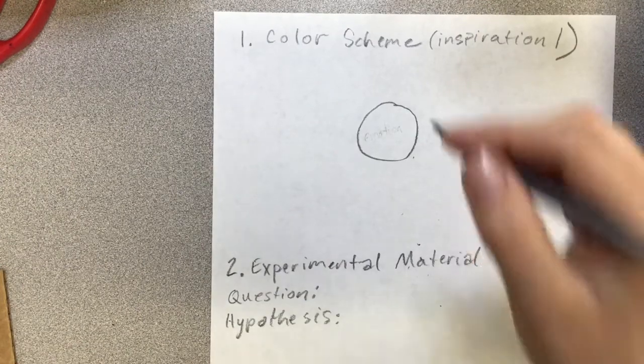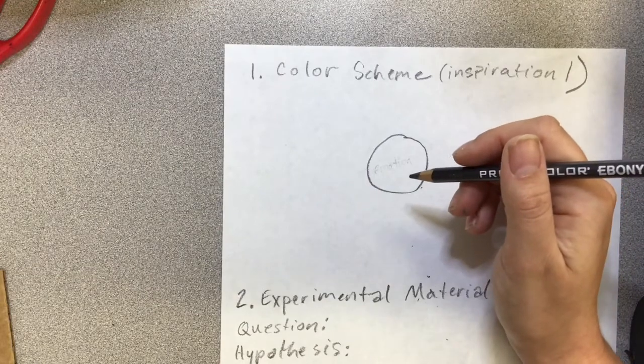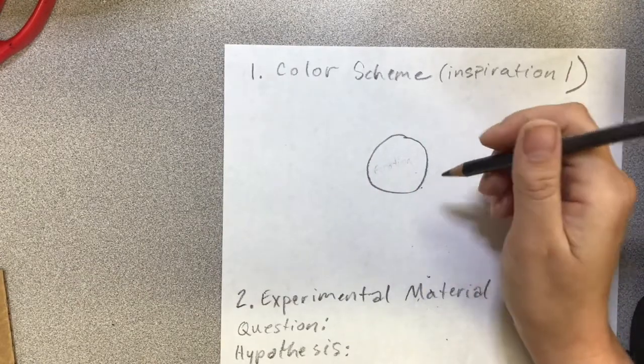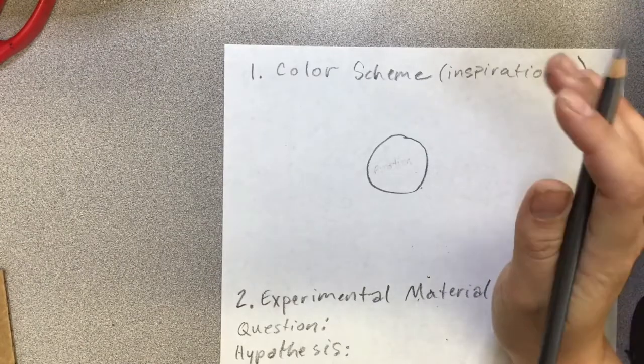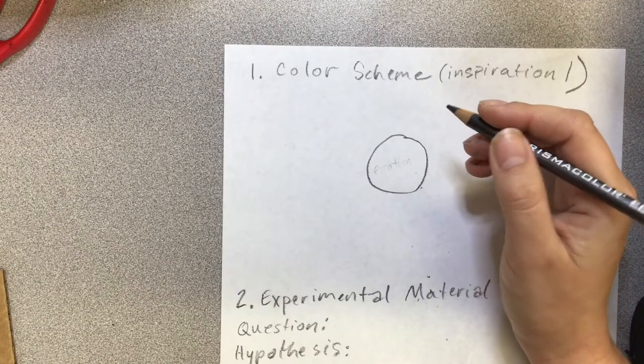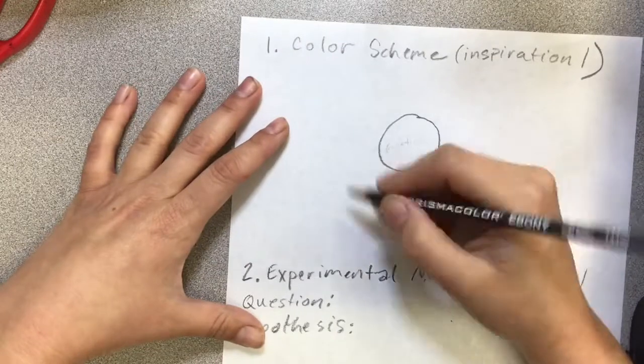And then last, you could get inspired by a food. So you would use colors and shapes from that food. So if I choose pizza, I'm probably going to choose yellows and whites and reds and use colors that represent toppings. So that's the first thing you do. You need to figure out what sort of inspiration.